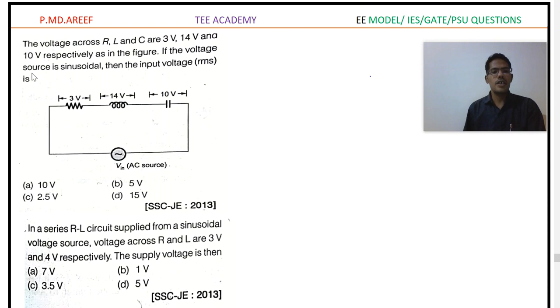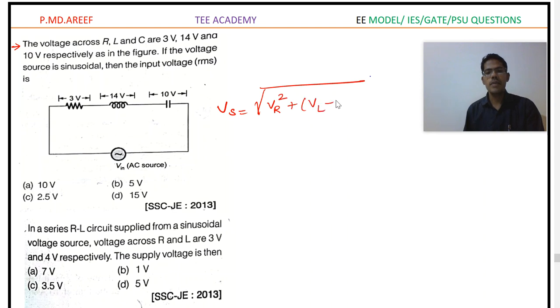The next question is all about AC circuits. AC circuits are also very important. The voltages across R, L and C are 3 volts, 14 volts and 10 volts respectively, as shown in the figure. If the voltage source is sinusoidal, then find the input voltage in RMS. Understand here, in this type of question you need to focus on the formula. So the voltage source Vs is equal to the square root of VR squared plus (VL minus VC) magnitude whole squared. Why? Because we are talking about an AC source here.